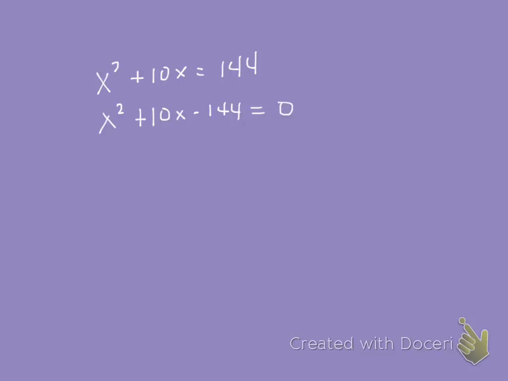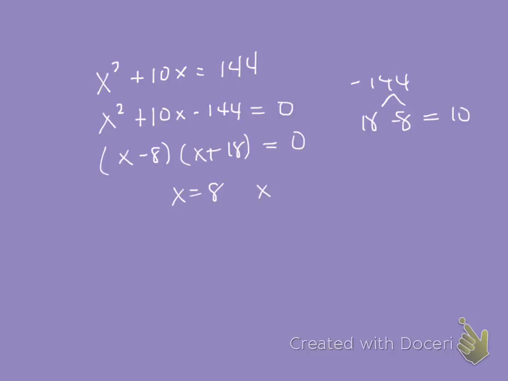And now I'm going to have to figure out factors of negative 144 that add together to equal 10. And just to cut to the chase, it's going to be 18 and negative 8, right? Because negative 8 times 18 is negative 144. 18 minus 8 is 10. And so then our answer becomes x minus 8 times x plus 18, and that equals 0. Now, this ends up becoming x is equal to 8 and x is equal to negative 18.